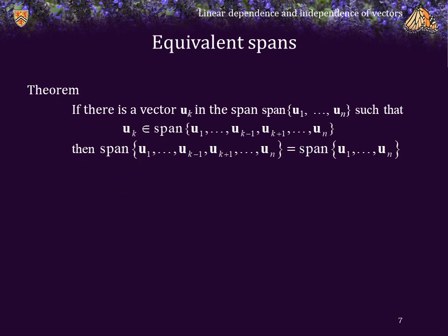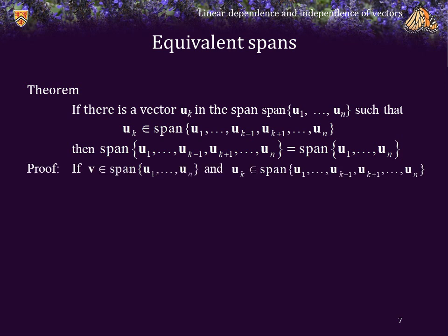Now, here's a nice little theorem. Suppose that we have the span of a collection of vectors u1 through un. However, there is a specific vector in that collection, u sub k, that is in the span of the balance of the vectors. In this case, the span of all the vectors except for the vector u sub k is still equal to the span of all n vectors.